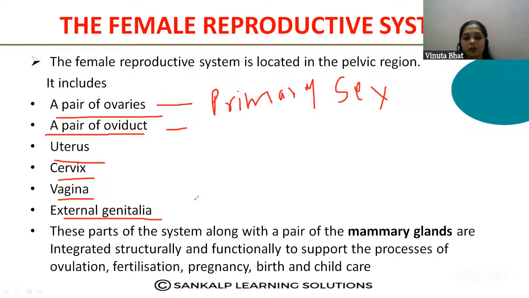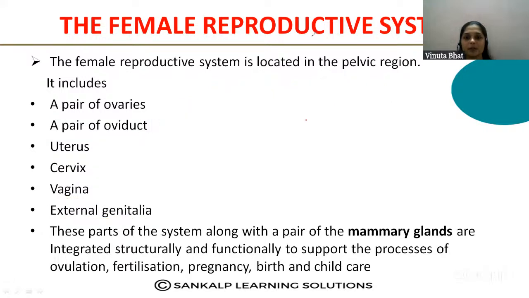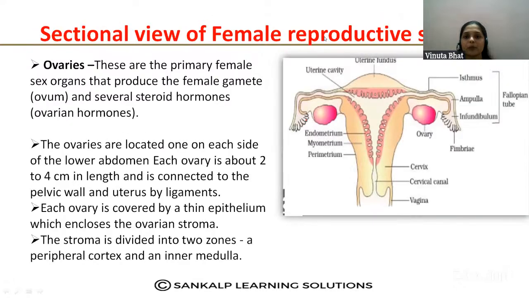And apart from this, there are mammary glands present. They are integrated with the female reproductive system. Mammary glands are structurally and functionally integrated with the female reproductive system, helping with ovulation, fertilization, pregnancy, birth and the childcare process. So that we are learning in the next part of this chapter, the female reproductive system. This female reproductive system diagram is very very important.